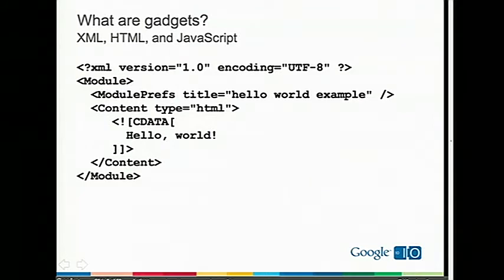At the simplest level, gadgets are XML, HTML, and JavaScript, right? They're little embedded web pages inside of Google Apps. You can see a really simple example gadget here. This is the Hello World of gadgets. We have a module section, which basically encompasses the entire definition of the gadget. We have a module pref section for declaring things like the gadget's title. And then the content section, which is where we include the HTML and JavaScript that basically describes the application. And so in this particular case, it's really simple. It just says hello world, and that's it.